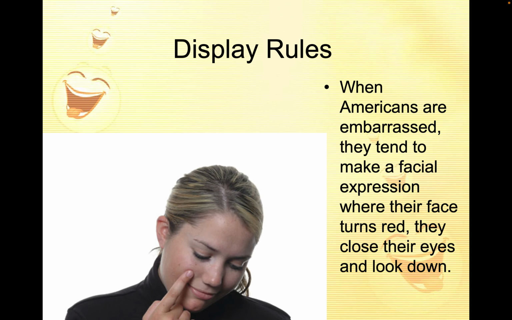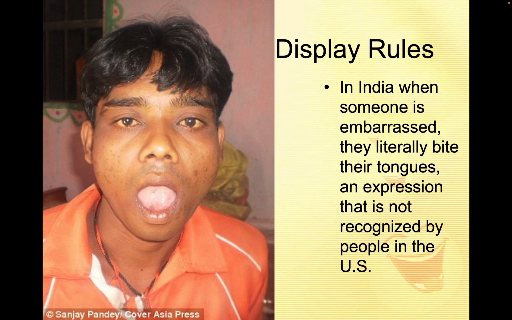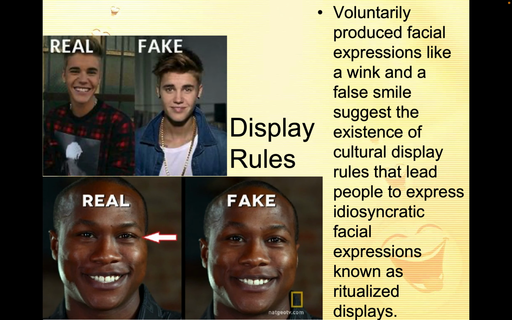When Americans are embarrassed, they tend to make a facial expression where their faces turn red, they close their eyes, and they look down. In India, when someone is embarrassed, they literally bite their tongues, an expression that is not recognized by people in the United States. Voluntarily produced facial expressions like a wink and a false smile suggest the existence of cultural display rules that lead people to express idiosyncratic facial expressions known as ritualized displays.